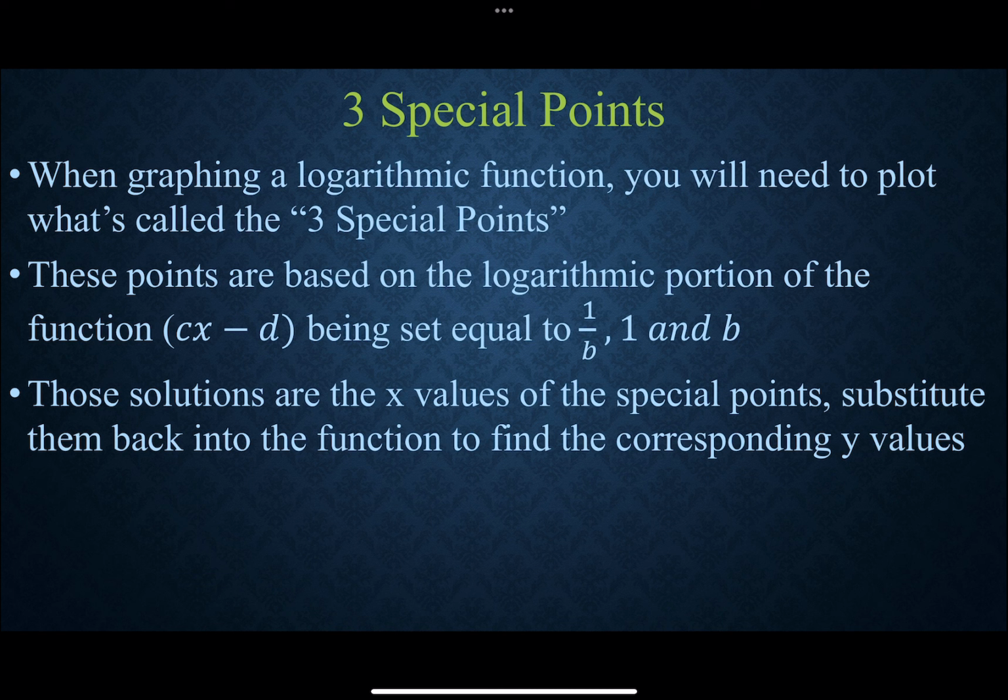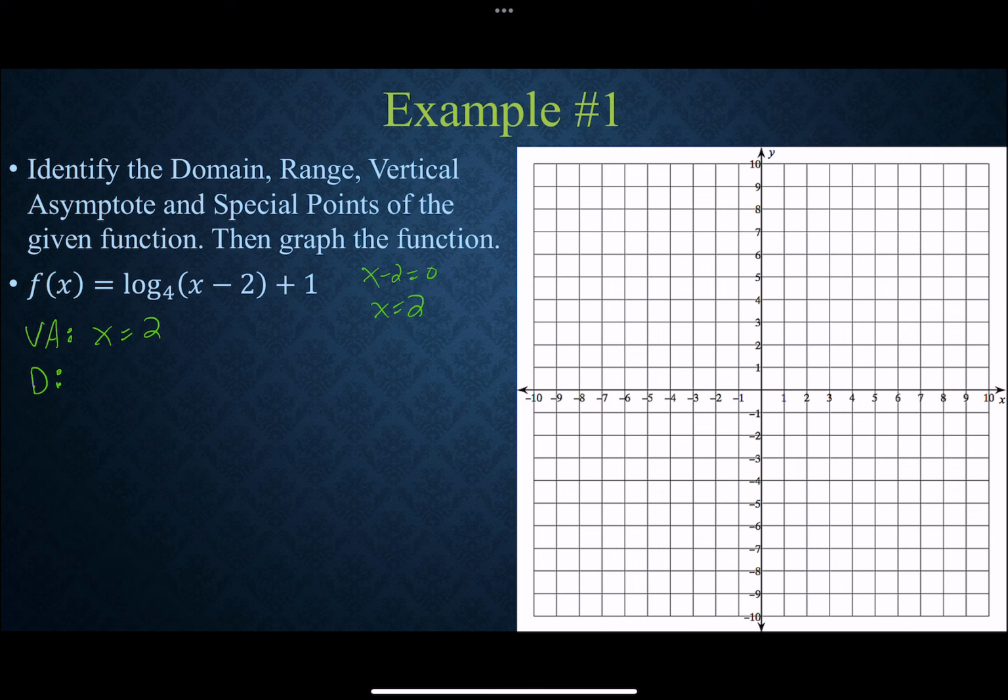So if we're trying to graph this one right here, we are recognizing that the vertical asymptote, we're going to do that first. So x minus 2 equals 0, x equals 2, so our vertical asymptote is x equals 2. Which means our domain is, since c is positive, vertical asymptote to infinity. Your range will always be negative infinity to infinity. As for your three special points, we're going to do x minus 2 equals 1/4, x minus 2 equals 1, and x minus 2 equals 4. 1 over the base, 1, and the base itself.